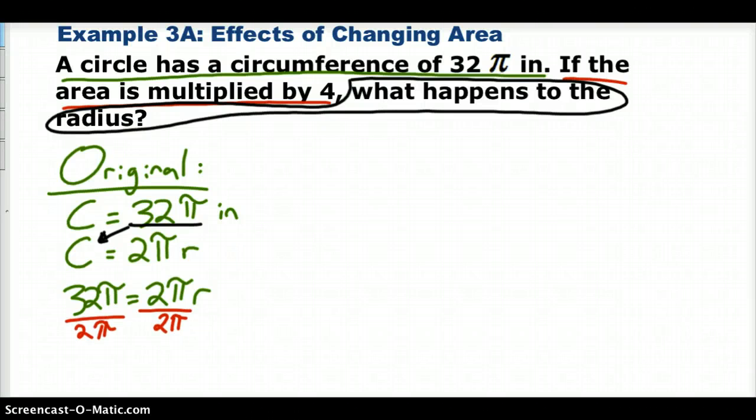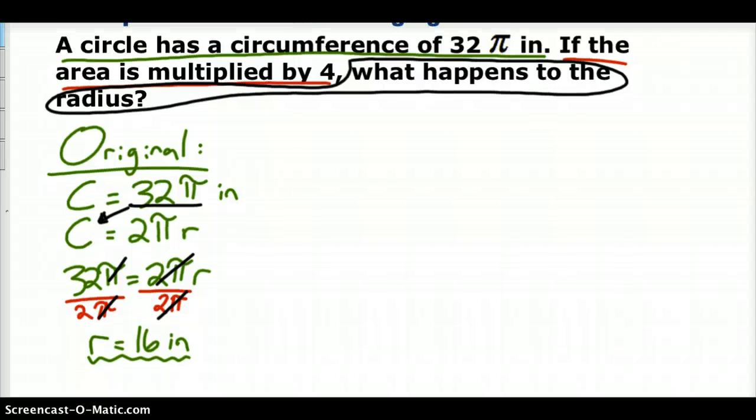What I'll find is that our 2 pi over 2 pi will cancel. Pi over pi will divide to 1, and 32 over 2 is 16. So we find out that the radius is going to be equal to 16 inches. I'm going to underline that. That's pretty important.